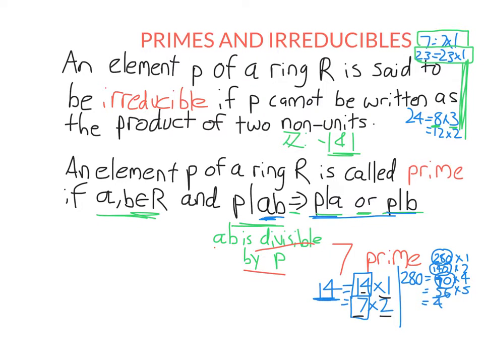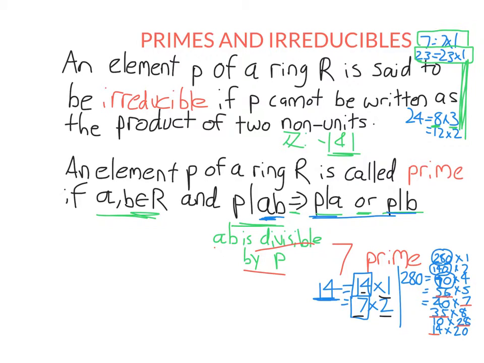I can write it as 40 times 7, or 35 times 8, or 10 times 28. I can write it as 14 times 20, and so on. Notice, in all of these, at least one of them is divisible by 7. So I can't write 280 as the product of two other integers where neither is divisible by 7. If I write 280 as the product of two integers, at least one of them will always be divisible by 7.